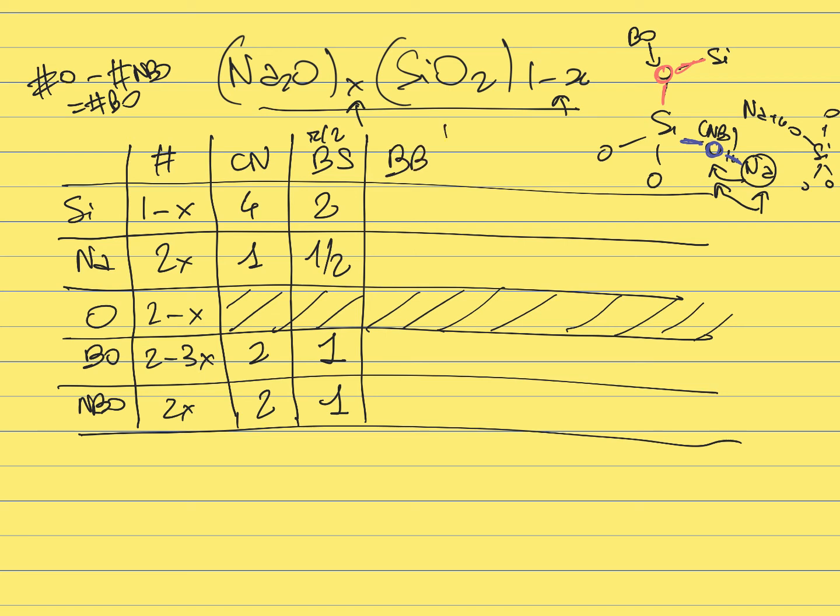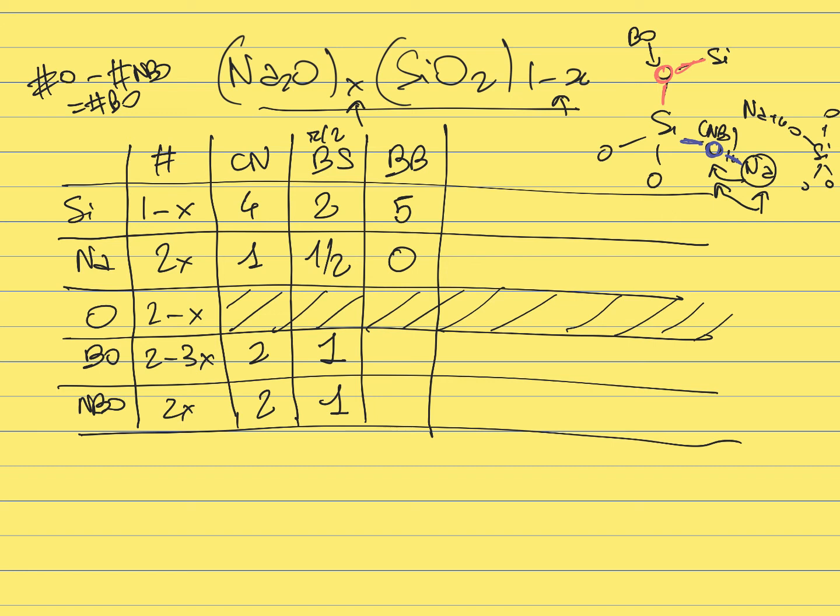Bond bending. So let's do it. Silicon, with a coordination number of 4, gives you 5 bond bending. Sodium has a coordination number of only 1, so there is 0 bond bending. It has a coordination number of 1, so you cannot form any angle around sodium.